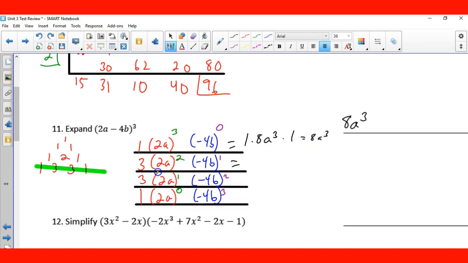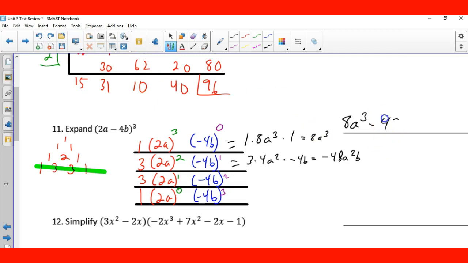Now right here we have 3 times 2a squared. Well, 2a squared is going to be 4a squared. And negative 4b to the first is going to be negative 4b. So now multiply everything. I got 3 times 4 times negative 4, guys, and that's going to be negative 48. Negative 48 a squared b.